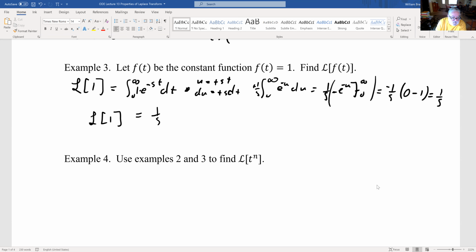What's the Laplace transform of t? Well, that's the Laplace transform of t times 1, and we know what multiplication by t does. That means we want minus d by ds of the Laplace transform of 1.